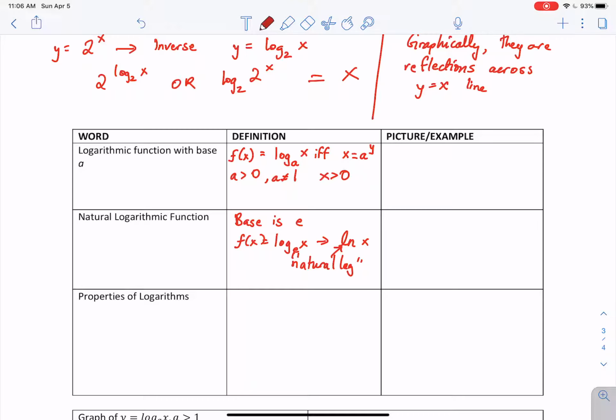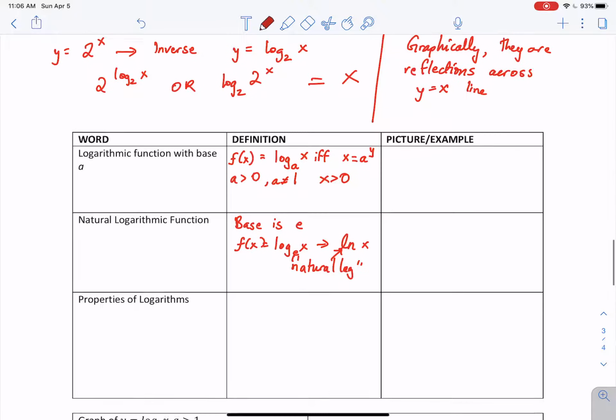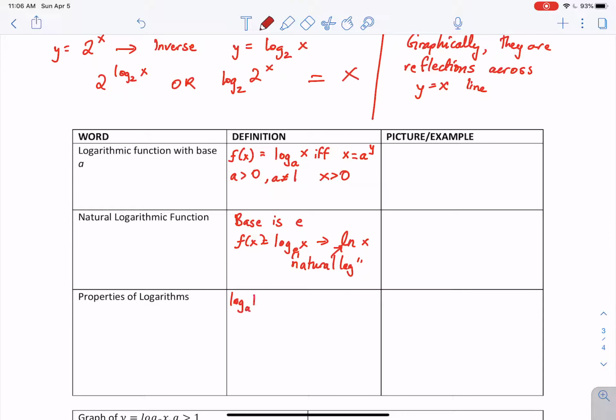We have some basic properties of logs. There are a lot more properties that we'll look at in the next section, but the basic properties that come out of the definition are that log base a of 1 has to be 0 because a to the 0 is 1. Log base a of a has to be 1 because a to the 1 is a. Log base a of a to the x is x, and a to the log base a of x is also x because of the inverse property.